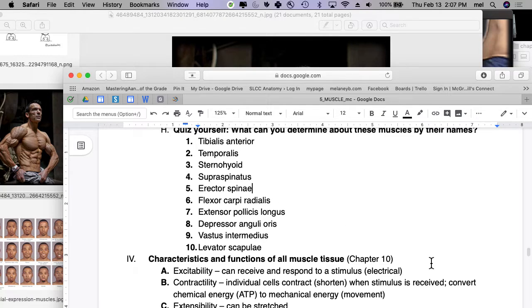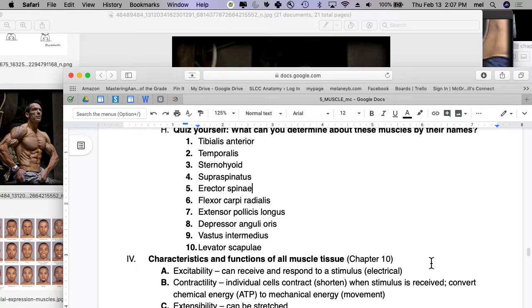Flexor carpi radialis. Okay. Help me figure out where that is and how I would know it when I found it. It's a flexor, so it's on the anterior surface. It's running across the what joint? The wrist joint. And it's on radialis. Tell me where to look for it. Lateral surface. Exactly. Right? Lateral surface. So that's where you're going to look for that one. If you see its tendons going all the way into the fingers, it's probably not a flexor carpi. It's probably a flexor digitorum.